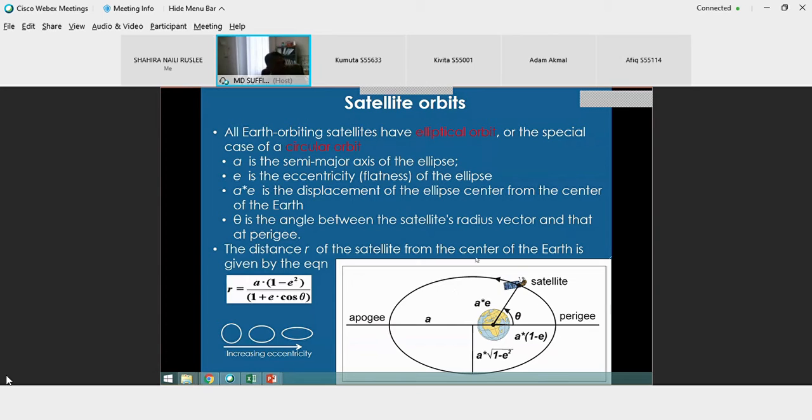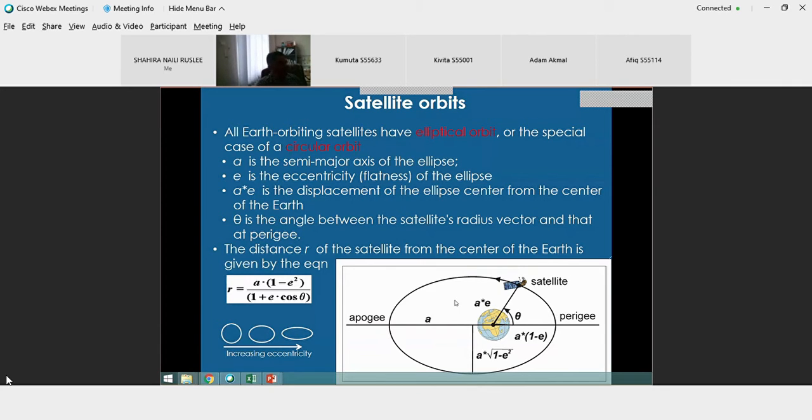So dia punya orbit is in the spherical shape. Dia tak dalam bentuk fully circle. So the distance r of the satellite from the center of the earth is given by the equation ni, tak perlu ingat cuma, so bila dia design satellite ataupun dia nak launch satellite, so dia kena faham mengenai concept orbit ni.